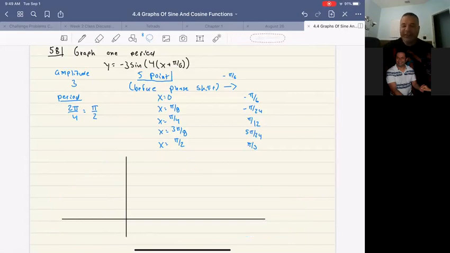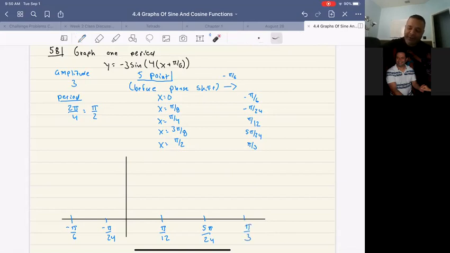Okay, negative pi over 6. I don't need to be any sort of accurate. I mean, I can make this as big as I want, right? So negative pi over 6, I'm just going to make that over here. Okay, negative pi over 24. Pi over 12 should be right about here. 5 pi over 24, these are basically evenly spaced. That's all I really need. And then pi over 3.